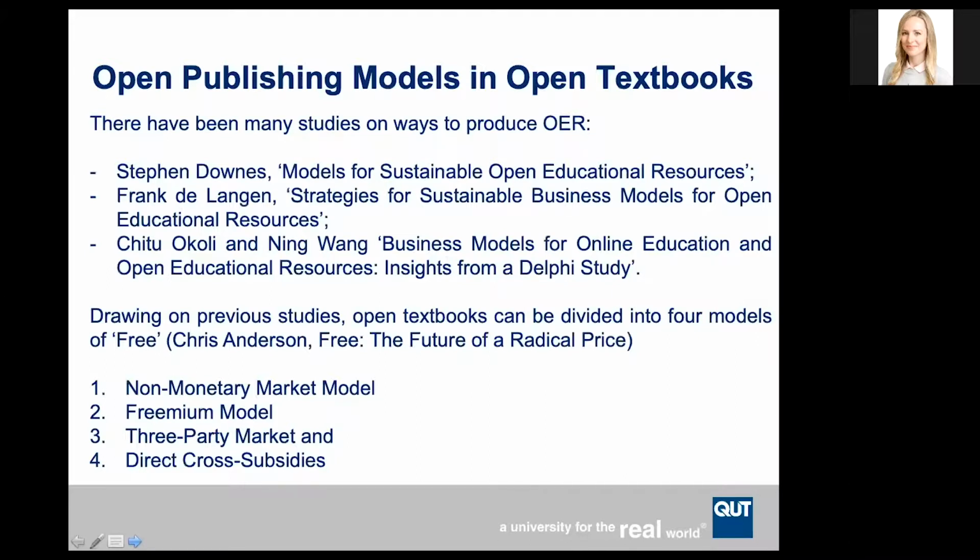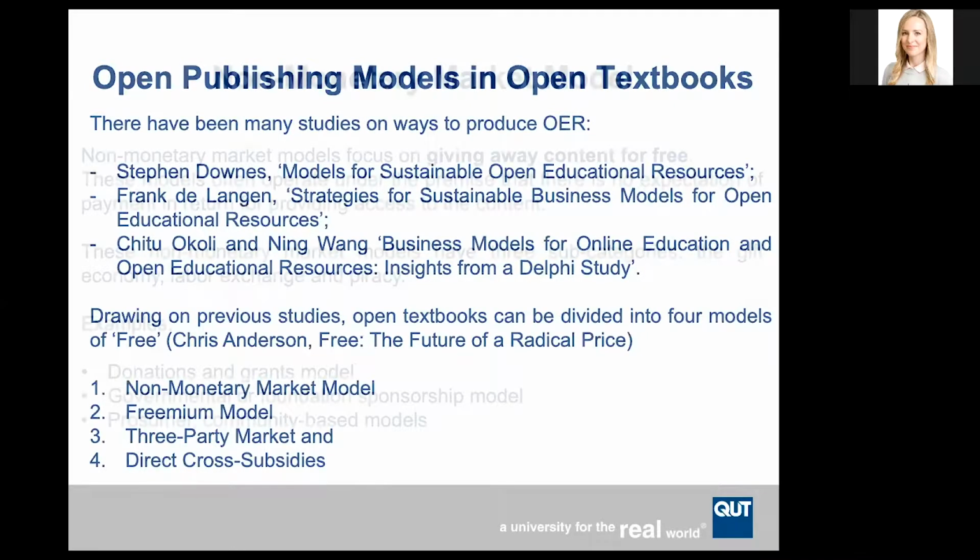So I'm using Anderson's models, which he has 4, and it's the non-monetary market model, the freemium model, the three-party market, and the direct cost subsidiaries model. And I'm going to explain what each of those are and then give some examples about how these fit into the open textbook model ecosystem.